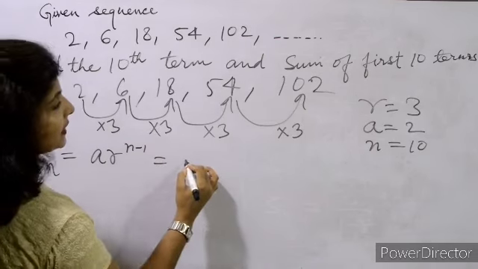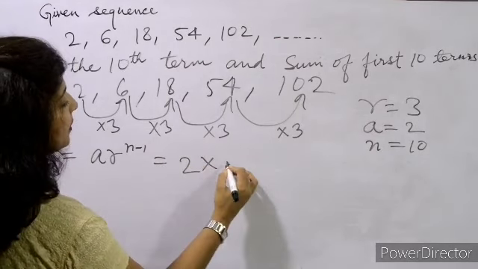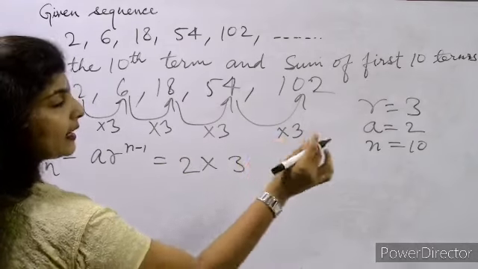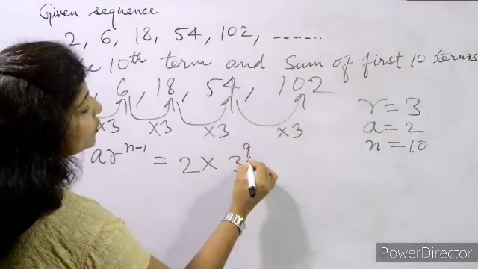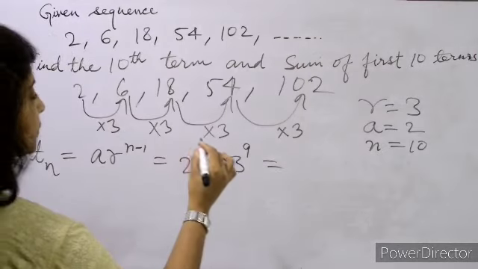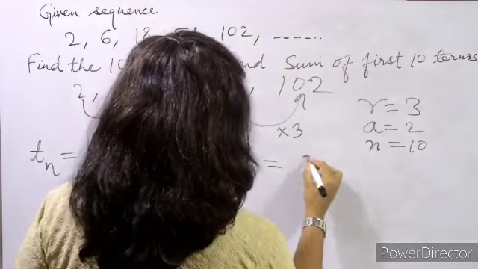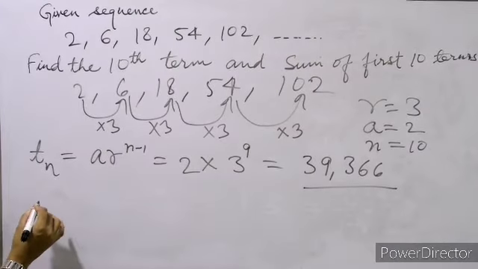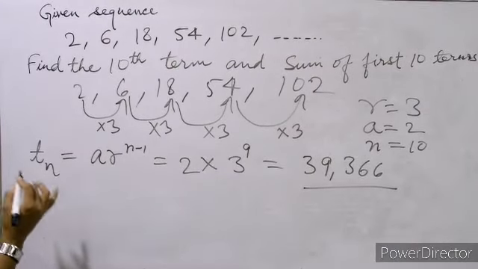So A is 2 and the value of r is 3, and n minus 1, 10 minus 1, that is 9. So 2 into 3 to the power 9. So the value will be 39,366. Now we have to find out the sum of n numbers, the sum of 10 numbers.